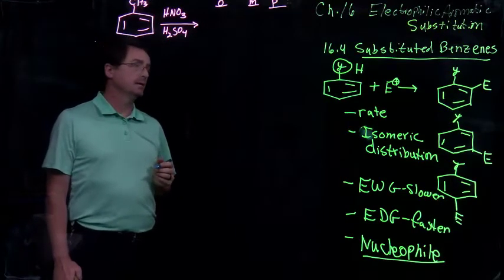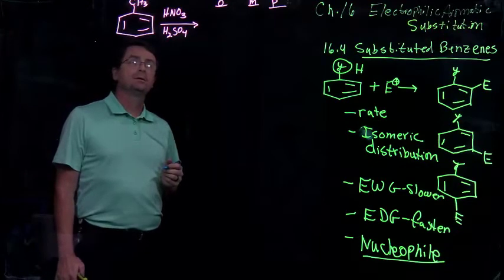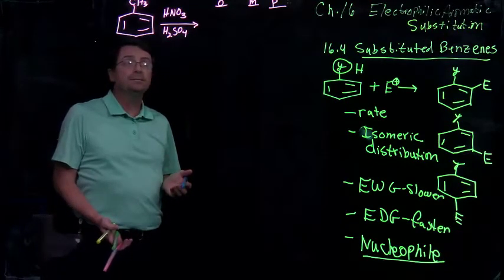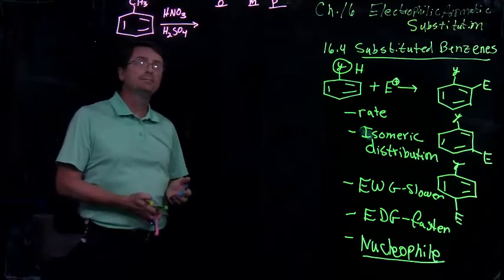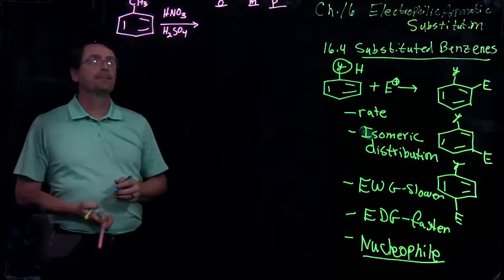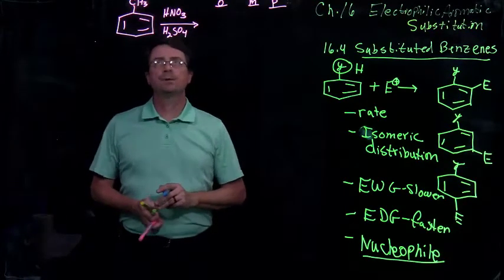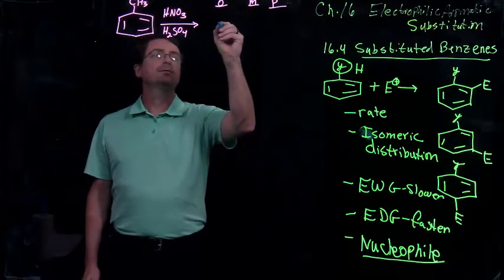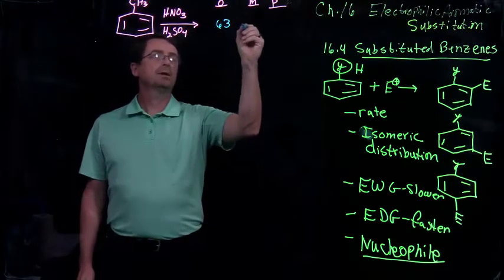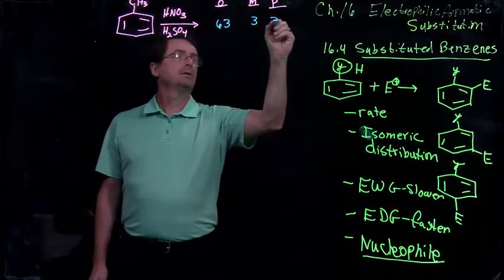What do you think? Which is going to be major? Is it only going to be one of them? Is it some of all of them? Mostly one? Okay, let's look at the distribution pattern. So the experimental distribution pattern for this is 63 to 3 to 34.